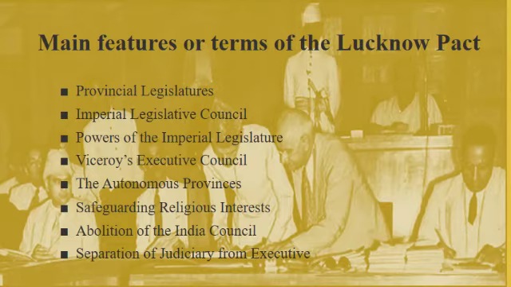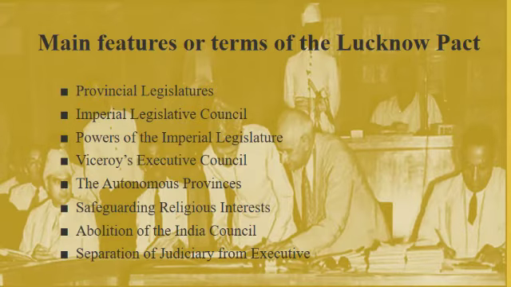Next we move on to the main features or terms of the Lucknow Pact. Provincial legislature: 4/5 of the members of the provincial legislatures were to be elected and 1/5 nominated. They were to be elected through separate electorates. The Imperial Legislative Council was to consist of a total of 150 members. Out of this, 4/5 were to be elected and 1/5 nominated. 1/3 of the elected members were to be Muslims.